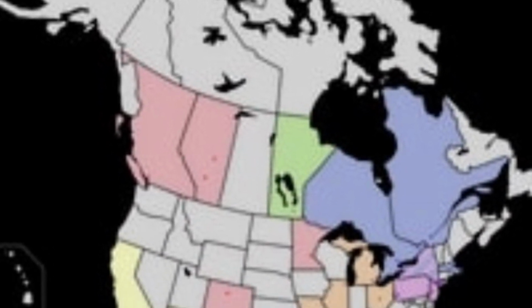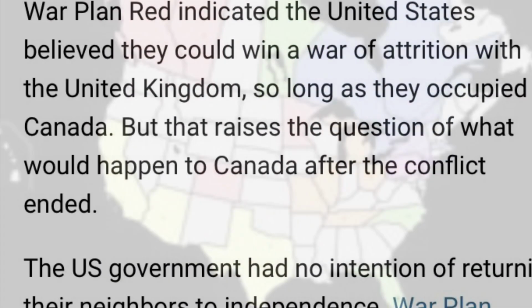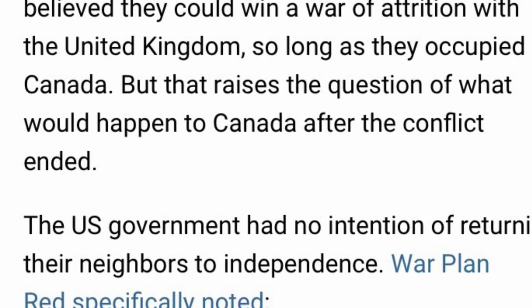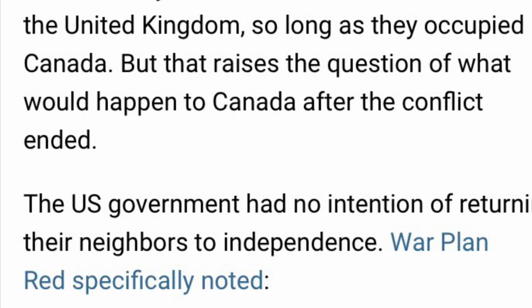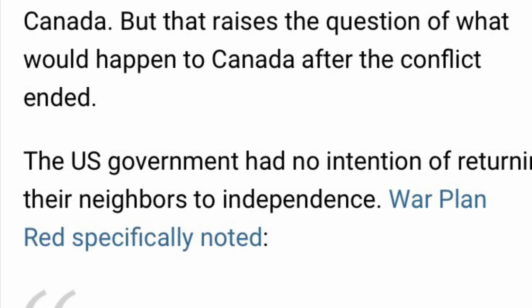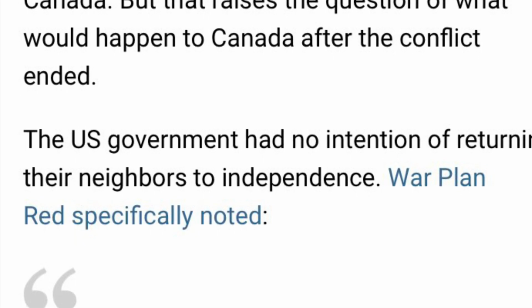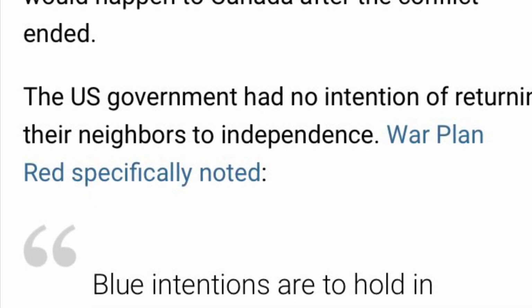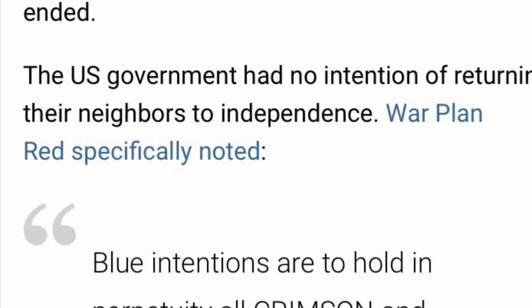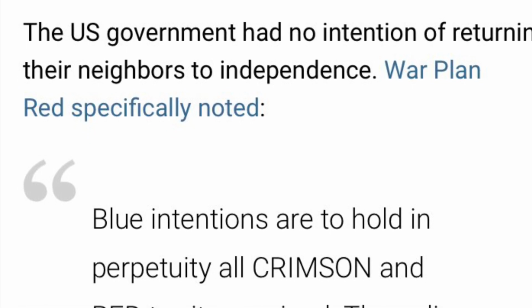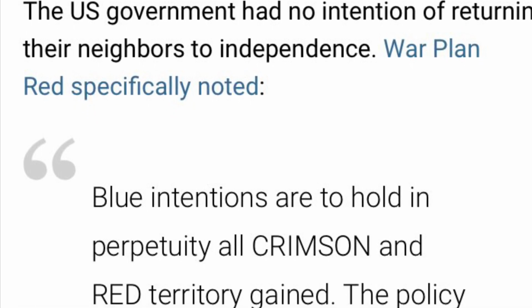After War Plan Red was implemented, Canada would be absorbed into the United States. War Plan Red indicated the U.S. believed they could win a war of attrition with the UK so long as they occupied Canada. But that raises the question of what would happen to Canada. Excuse me, I can't even read my own writing. The question is, what would Canada do after the conflict ended? The U.S. government had no intention of returning their neighbors to independence.